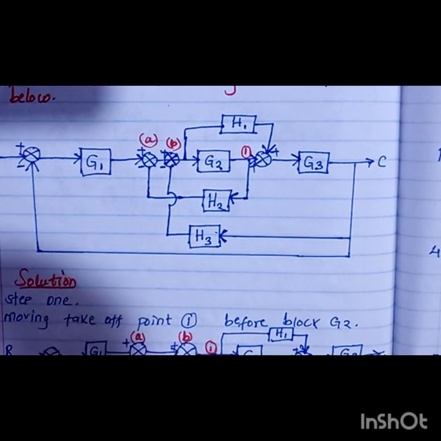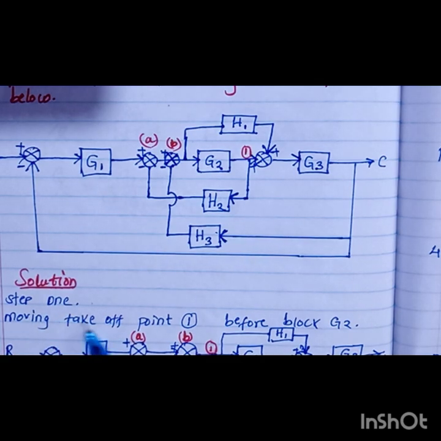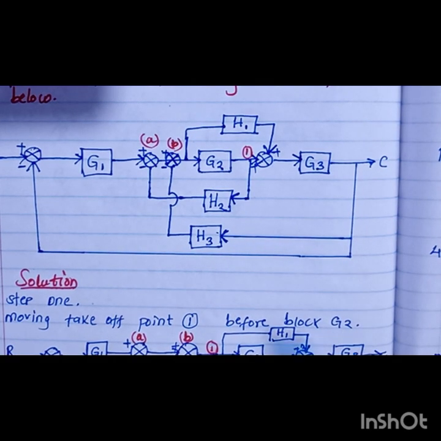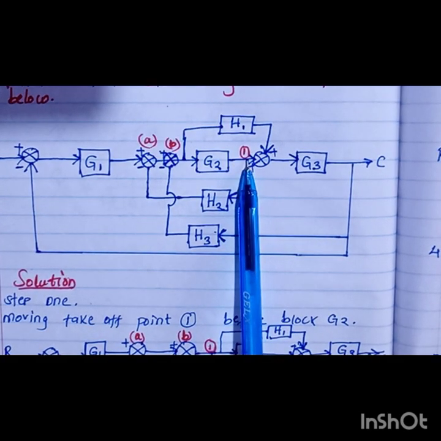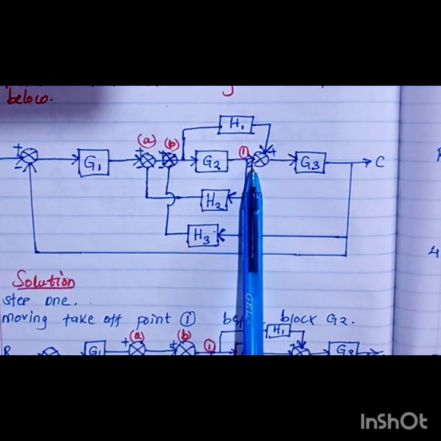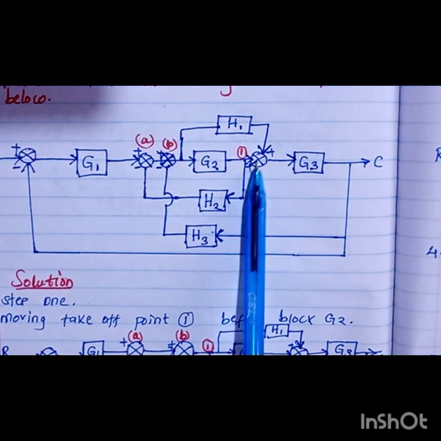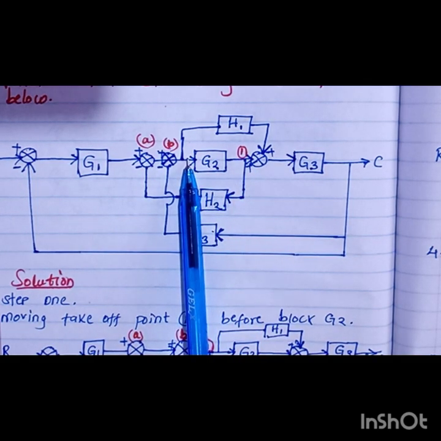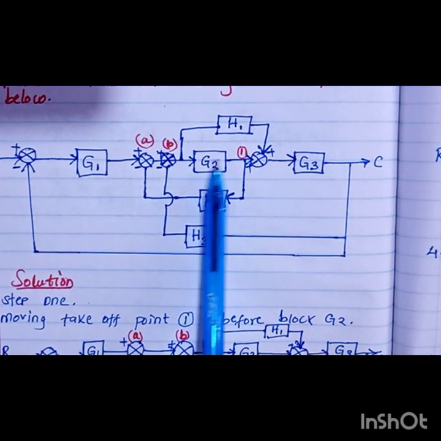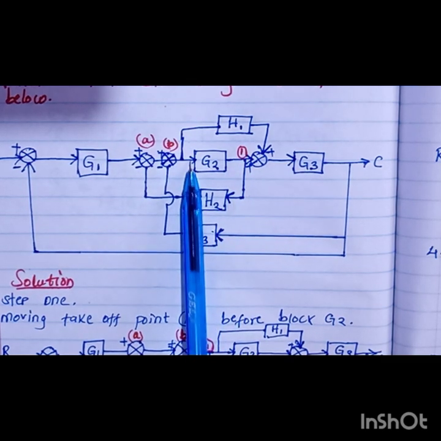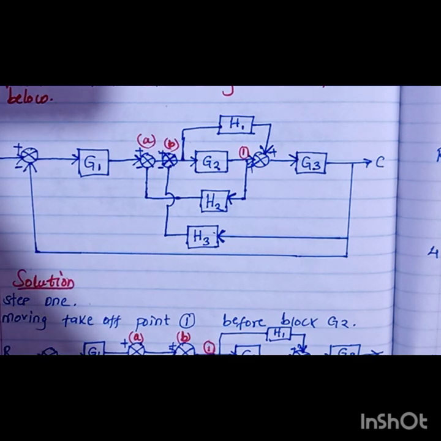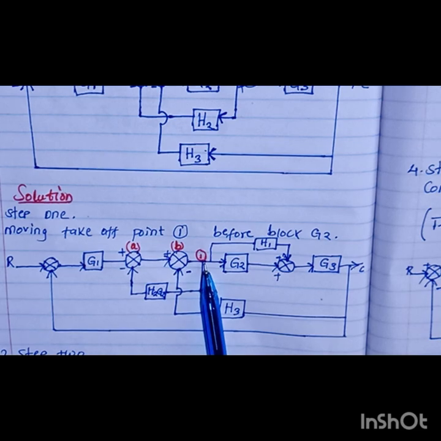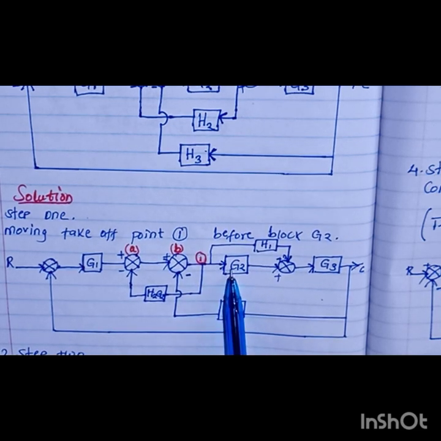My step number one, I'll be moving the takeoff point before gain block two. So you can see I have this takeoff point, or the pickoff point, at this position. I want to take this point from this position, then bring it before gain block two, like that. So I take it before gain block two, then I will have my diagram like this. I'll have the point at this position. Then you can see now my gain block is ahead.